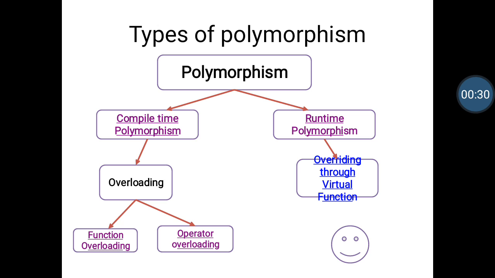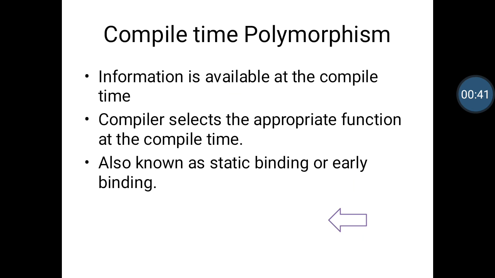So polymorphism is basically divided into two categories. One is compile time polymorphism and the other one is runtime polymorphism. Compile time polymorphism is the information which is available at the time of compilation. The compiler selects the appropriate function at the time of compilation. It is also known as static binding or early binding. As the variables and the functions are already declared before the compilation, this is known as early binding. So every variable is associated to that particular function before the compilation, and that's why it is known as early binding.